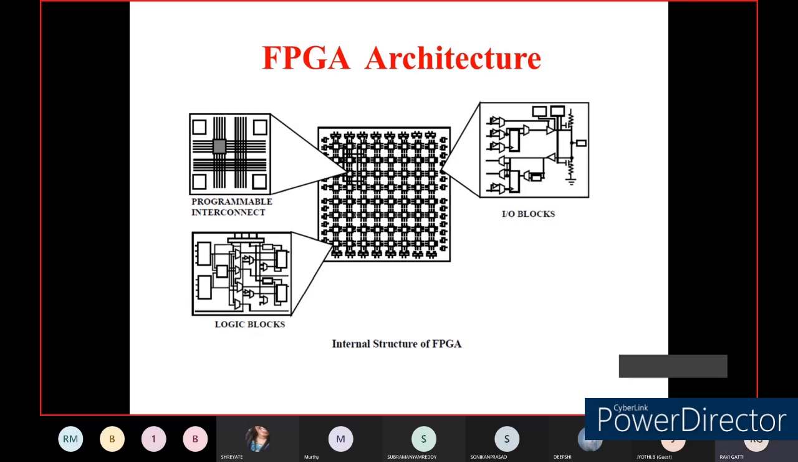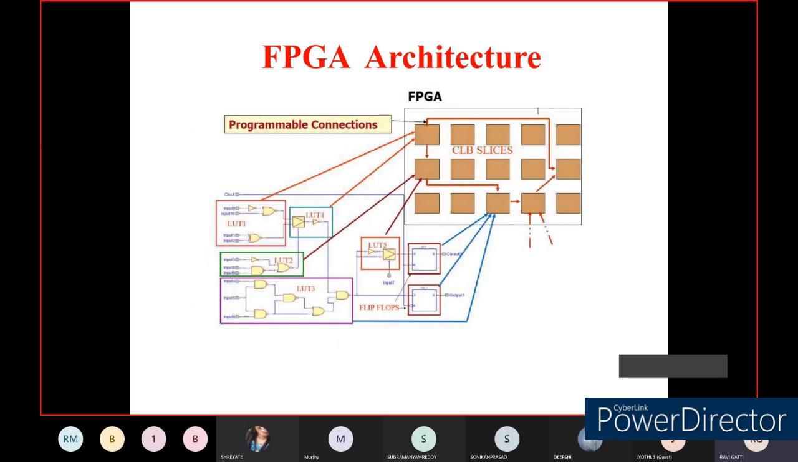Okay, so we go for the next one. Now you can see here the FPGA architecture, how it will look internally. You can see the logic blocks, or the CLBs, which are programmable clocked logic block slices, and these slices are interconnected through programmable connections. And what are these CLB slices, the programmable logic blocks?